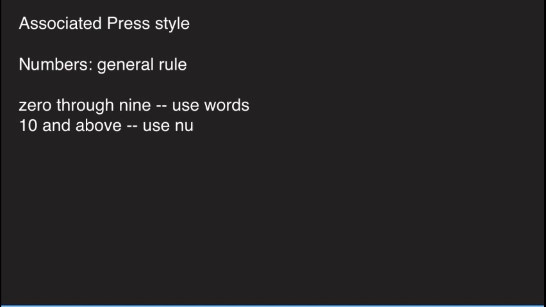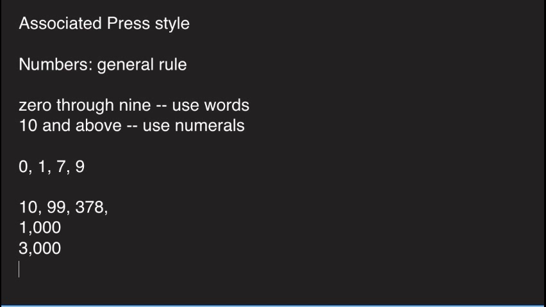Use numerals. Okay, so 0, 1, 7, 9. Anything above 10, think of other numbers, 99, 378. Okay, those are all numerals. Once we get into the thousands, once we go to the fourth digit and beyond, then we need to start using a comma with those. 1,000, 3,000, 350,000, like that. Okay, pretty simple.